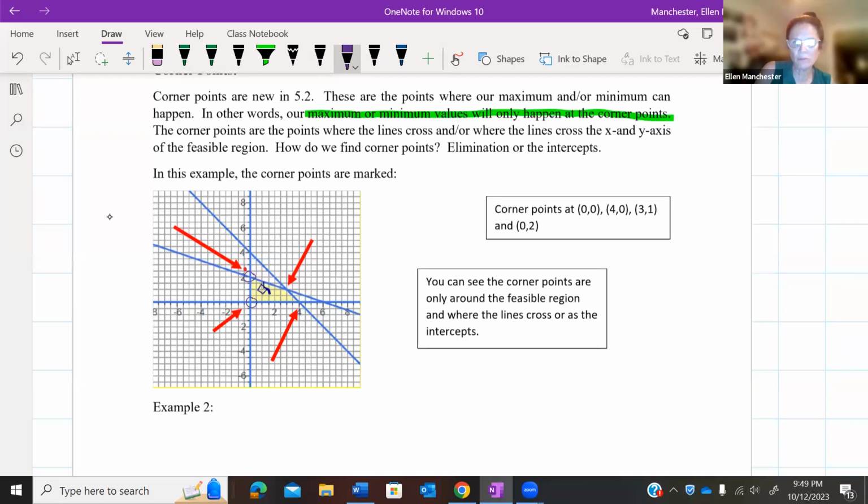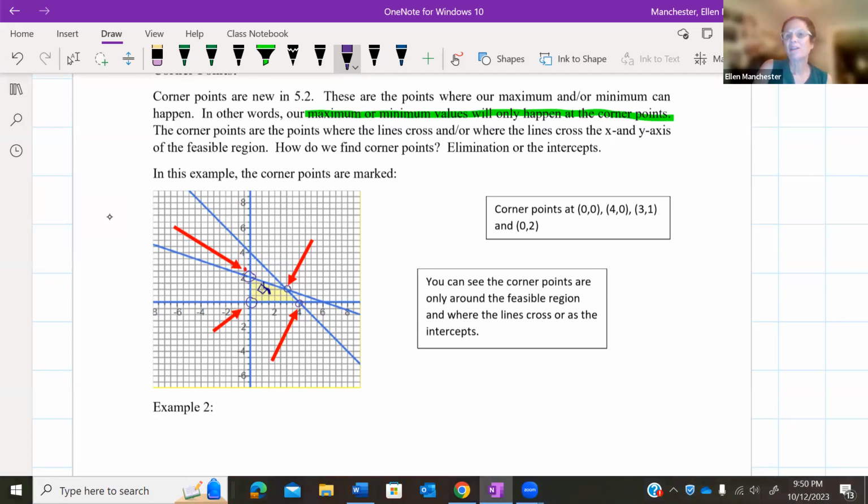Okay, so that's a corner point. That is a y-intercept. That's a corner point. That's your 0, 0. This is a corner point. That's your x-intercept. This is a corner point, which is where the two lines cross.